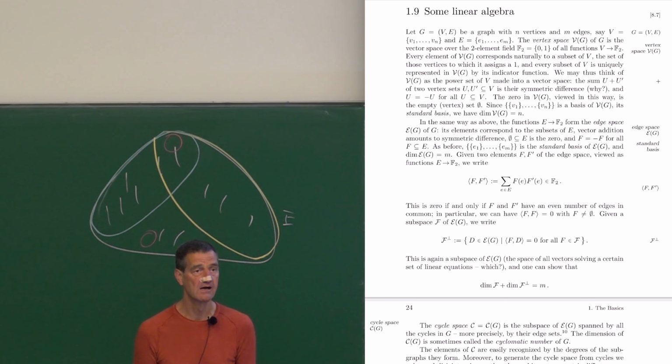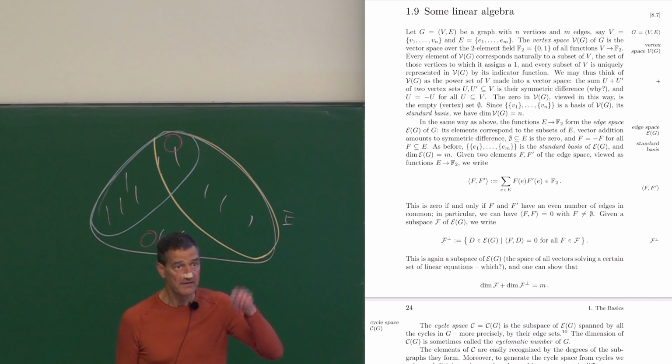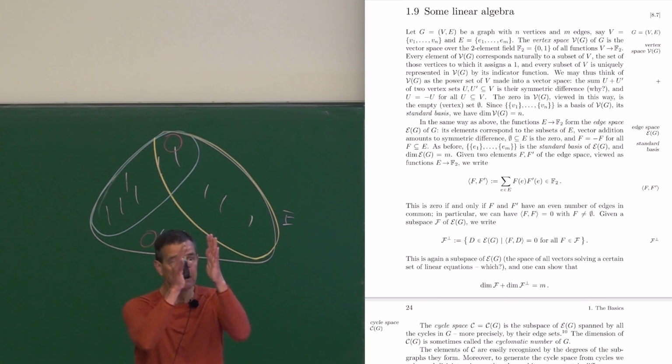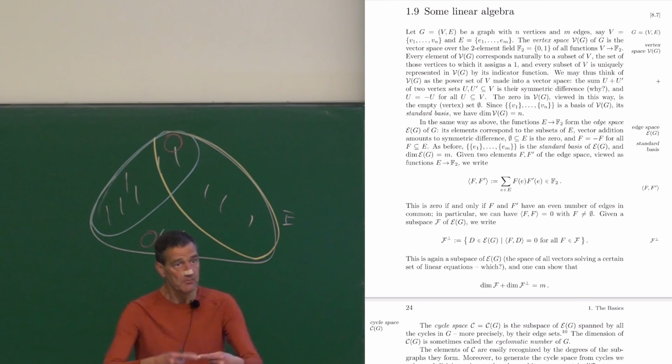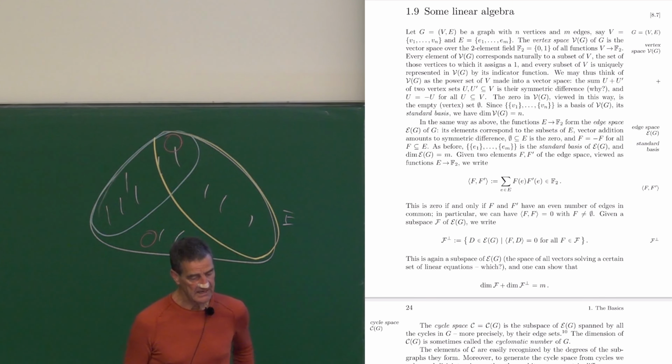Yeah. That's right. Take any element of the edge space that assigns a 1 to an even number of edges, or equally a subset of the edges that has even cardinality. Then that times itself gives an even number of 1s, and when you sum them all up, you get 0, precisely. Okay, so that's the dot product.